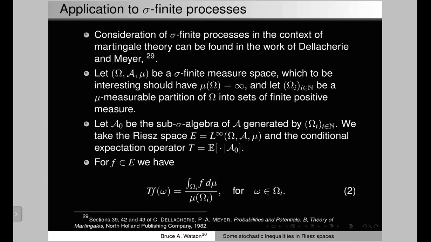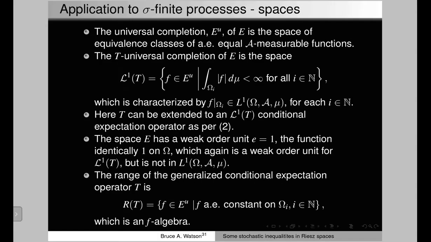And we're going to take as our original space E the L infinity (Omega, A, mu), with the conditional expectation operator on it relative to this partition. Sorry, it seemed to get lost. A naught is the sigma algebra that is generated by the Omega_i's. That averages over each one of the Omega_i's. And we can explicitly write out this conditional expectation operator as in Formula 2. So it's constant on each one of the Omega_i's as given there.